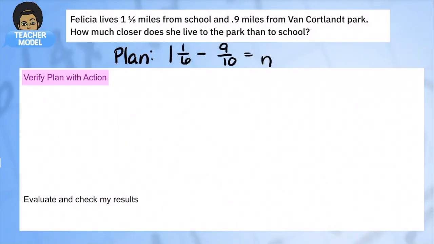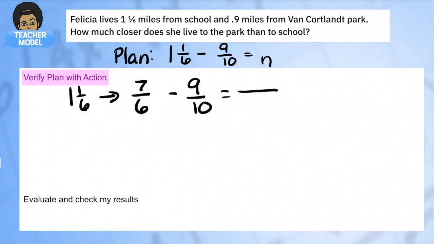Great, so here's our plan. I'm subtracting the distance to the park, 9/10, from the distance to the school, 1 1/6. I took the decimal and turned it into a fraction, 9/10. And now I can do my subtraction work. So 1 1/6, let's change this to an improper fraction, 7/6. And now I can subtract 9/10. My denominators are different, but we're going to use our same steps.